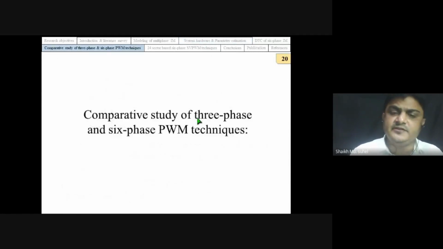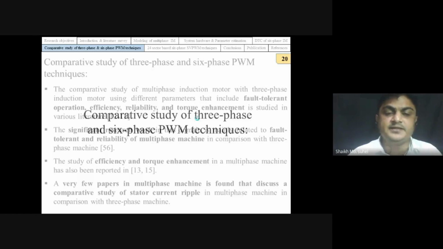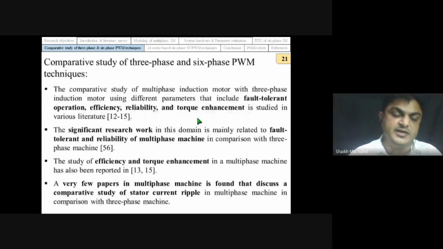The first task that we are going to perform is a comparative study of three-phase and six-phase PWM techniques. There are many papers and literature available that compare efficiency, reliability and torque enhancement. In this particular case, we are going to perform the comparative study by analyzing the stator current ripple in the three-phase and six-phase cases.